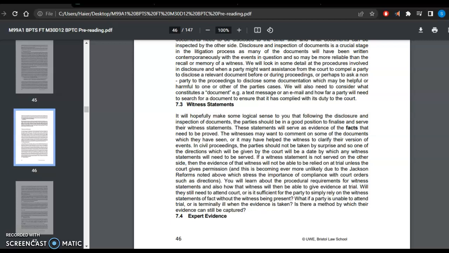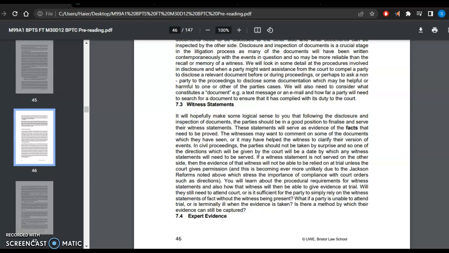These written statements will serve as evidence of the facts that need to be proved. The witness may want to comment on some of the documents which they have seen, or it may help the witness to clarify the version of the events. So the witnesses may come to the court and clarify what type of documents deal with what kind of stuff, and open the case in a thorough manner.